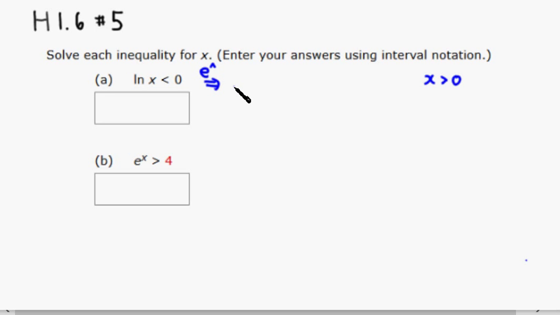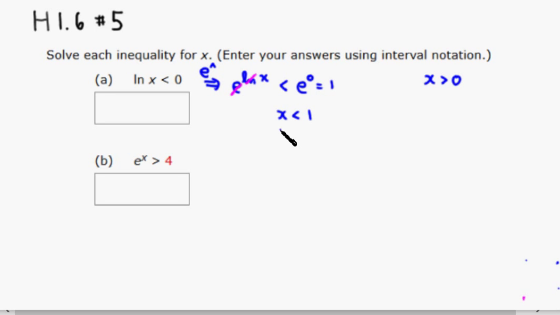sides. So you have e to the natural log of x is less than e to the 0, right? Since exponential function is an increasing function, if you apply exponential function to both sides of the equation, the direction of the inequality stays the same, right? So, you have an e and the natural log, so they are inverses of each other, so they cancel out. And e to the 0 is just 1, right? So you have x has to be strictly less than 1, right?